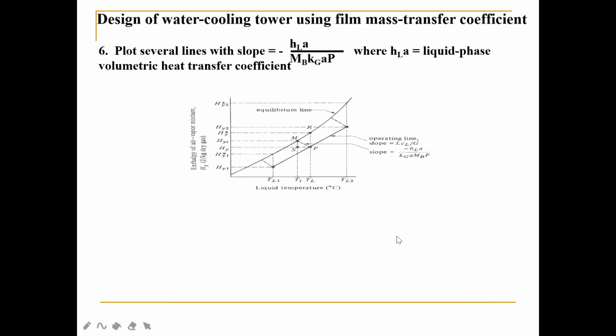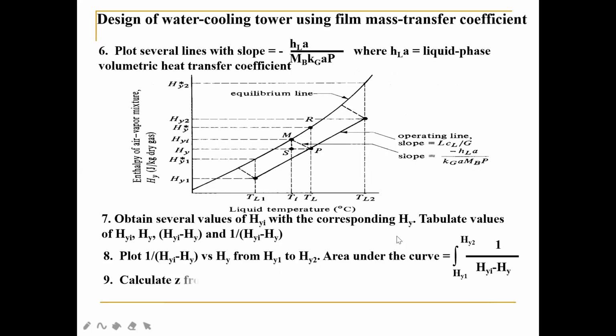Okay, so next, step number 6. Step number 6 is to plot several lines with that slope. Okay, this is where you will use the skill that you learned in the last topic, which is the mass transfer. You still remember, right? Okay, you want to plot several lines with this slope because actually you want to solve this part of the equation, which is HYI minus HY.